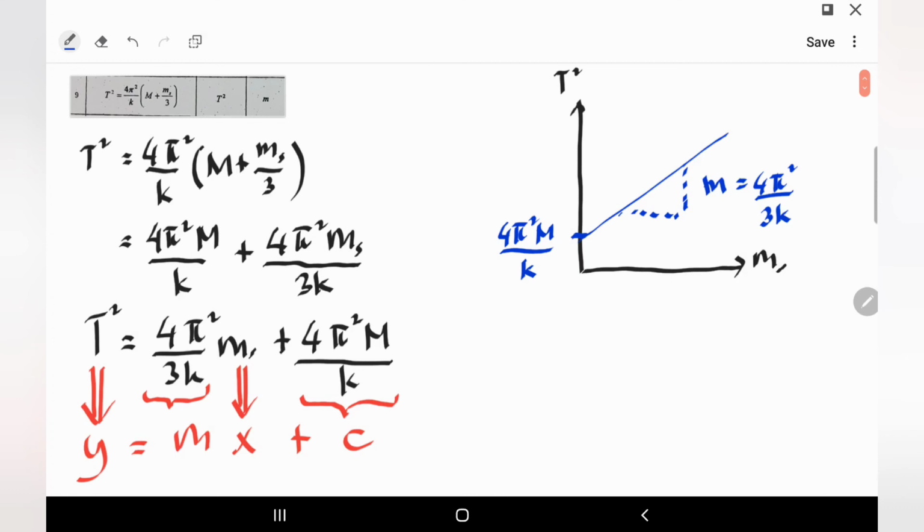So this is the way. Again, the gradient should equal 4 pi squared over 3k, and the y-intercept equals 4 pi squared m over k. This is the gradient and this is the y-intercept, where this is our y component and this is our x component. Based on this question, they ask you to sketch a graph of t squared against small m. So how do we identify the y and the x-axis first? Then based on that, we may know what the gradient is, also the y-intercept.